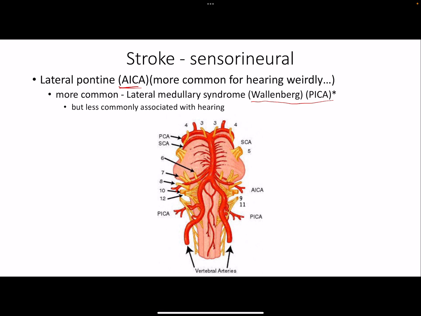Interestingly, if you had 100 AICA strokes, this is going to affect hearing more often. Let's just make up a number: 80 of the 100 AICA strokes will affect hearing. However, the much more common PICA stroke, the Wallenberg stroke, is a little bit inferior, the lateral medullary. Of 100 of those strokes, maybe 40 will have hearing issues. But keep in mind that the Wallenberg stroke is more common than the AICA stroke, so I would just look out for it in both. Both of them theoretically could cause sensory neural hearing loss.